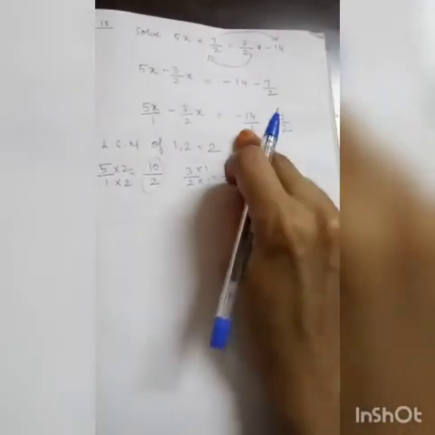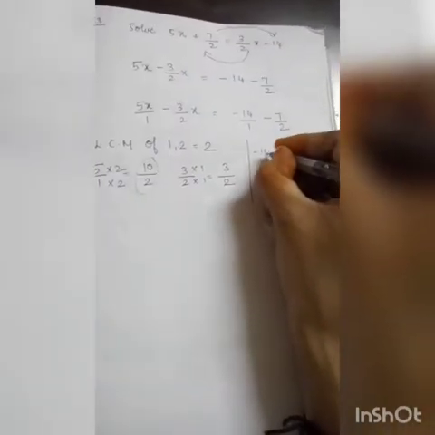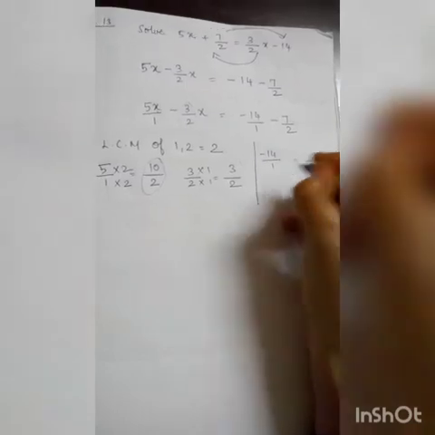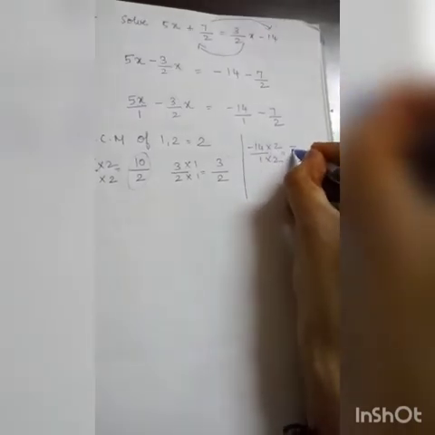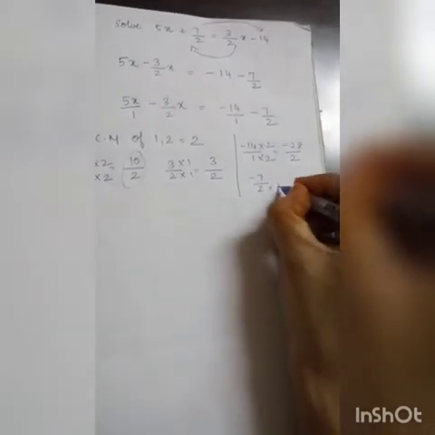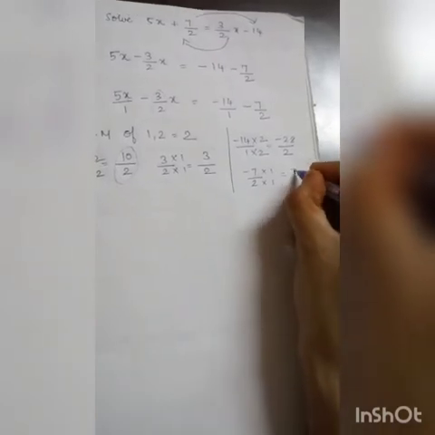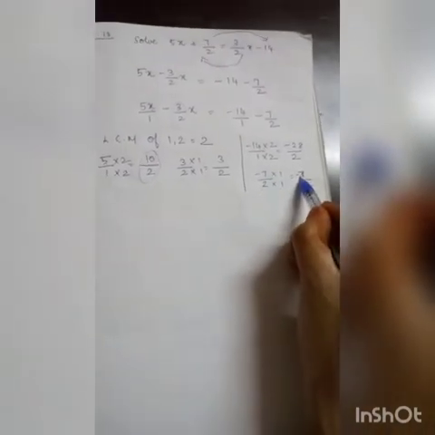Next, this is also LCM of 1, 2. LCM of 1, 2 is 2. Now 14 by 1, I want my denominator as 2. 1 2s are 2, 14 into 2: so minus, 14 2s are 28. So that is minus 28 by 2. Now minus 7 by 2: 2 1s are 2, minus 7 into 1, minus 7. So I have changed this minus 14 by 1 as minus 28 by 2, and minus 7 by 2 remains minus 7 by 2. Now shall I substitute this?